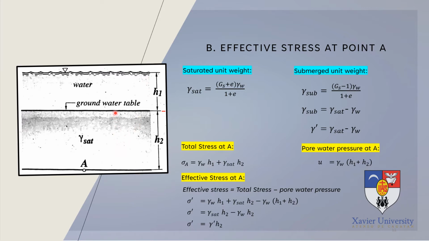Because the water is ponded here, as indicated by the problem, from here to here it is water. So for us to compute the pore water pressure, we have to use the whole depth, equal to H1 plus H2. So our effective stress is basically total stress minus pore water pressure.